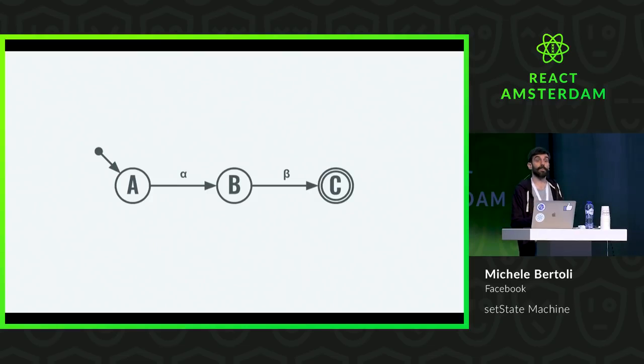And this is a super simple state machine. You have A, which is the initial state, because it has this arrow with a circle. On the input alpha, it transitions to B. On the input beta, it transitions to C, which is the final state, because there's this double circle. And you may wonder, what does this have to do with UIs?